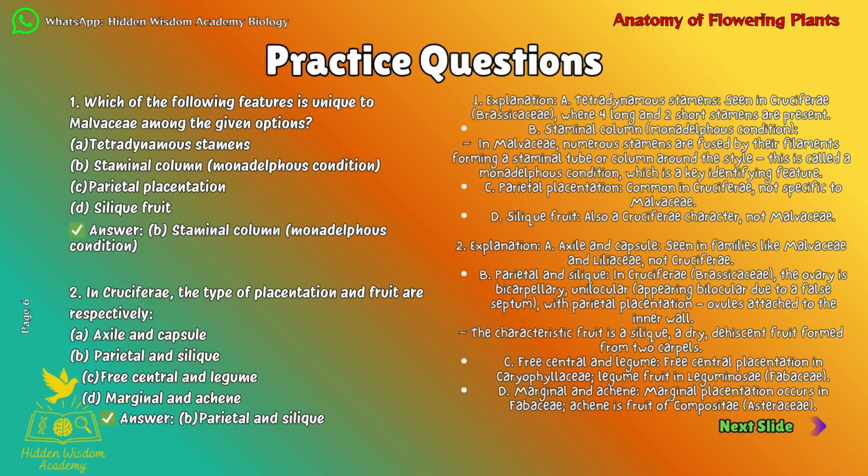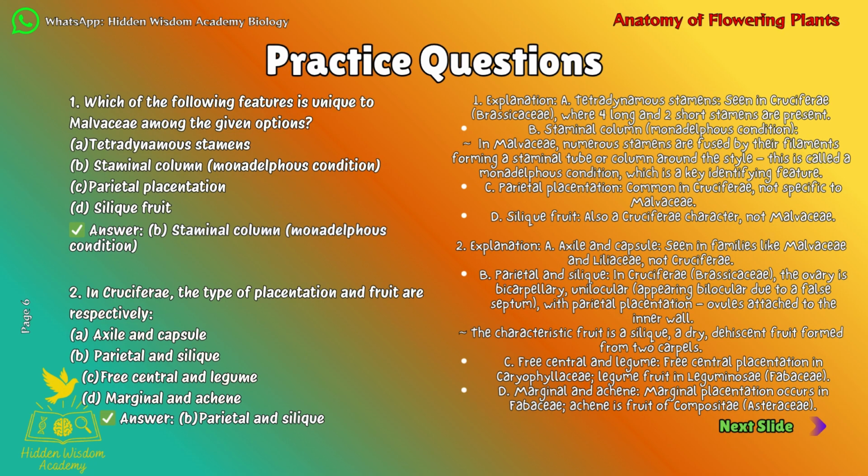Now, let's move to question 2. In Cruciferae, the type of placentation and fruit are respectively. Option A. Axile and capsule. Option B. Parietal and silique. Option C. Free central and legume. Option D. Marginal and achene.